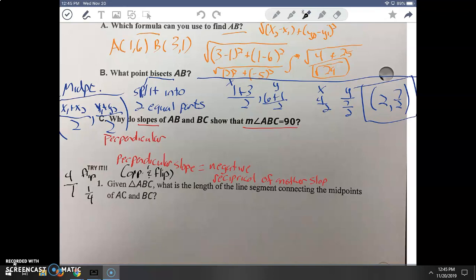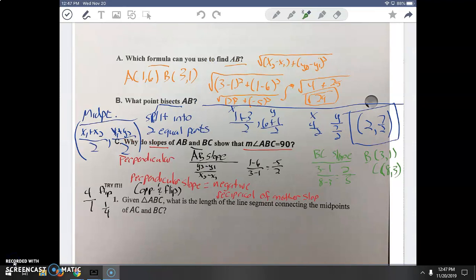Okay, I want you guys to pause it and work it out a little bit, see if you can get the same as what I did. And you'll notice I did the AB slope in black, and my answer was -5 over 2. Then I did the BC slope in green, and I got 2 over 5.